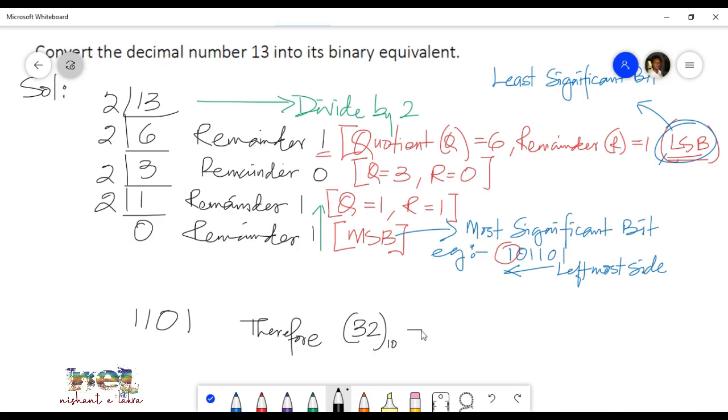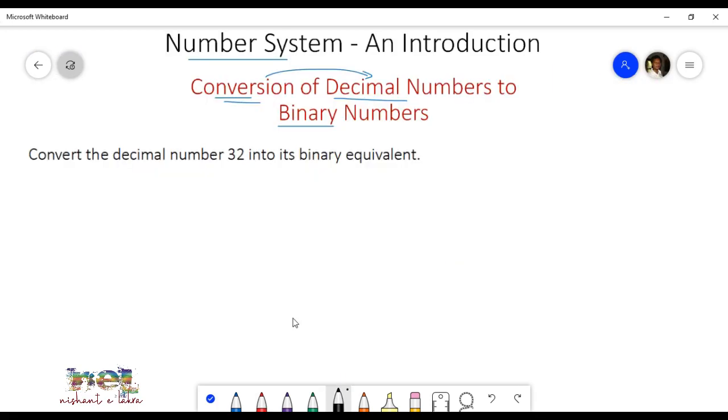All right, therefore 32 base 10, that is decimal number, is equal to 1101 base 2, which is a binary number. It's quite simple, right? And I hope you have understood this. We will see some more examples so that you can understand it much better. You can just go back through the video and see it again. Let's see another example here.